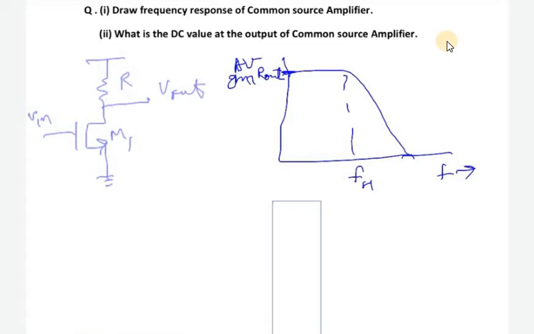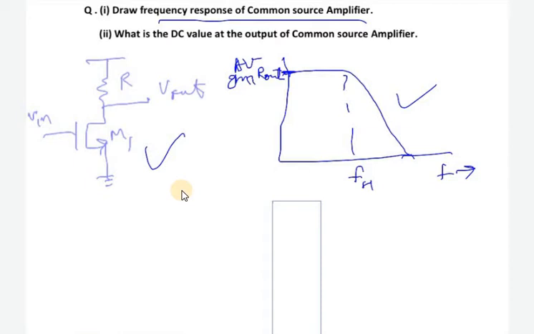So you just need to draw a frequency response. You need not do any mathematical analysis. But how this low pass curve comes when we do the AC analysis of a common source amplifier, I will let you know. For doing the AC analysis, we need to take all the parasitics. So here I have drawn a very simple common source amplifier circuit.